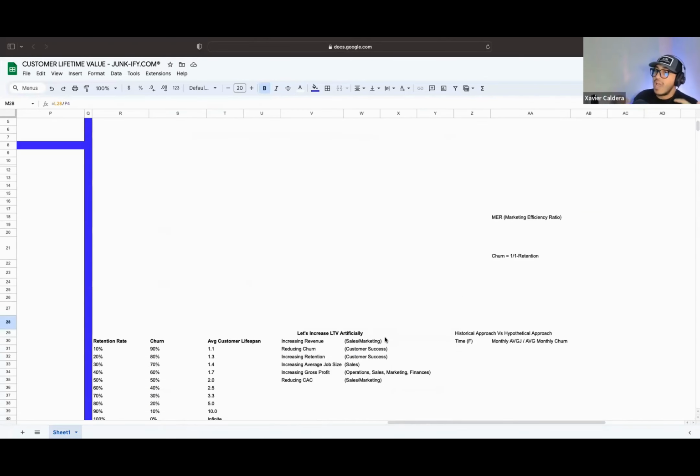For example, you can increase LTV by increasing revenue. I put all the reasons down here. It's not simple to increase revenue, but it's a skill that you have to learn. Reducing churn, or reducing the amount of times your customer doesn't engage with you. There are multiple ways you can stimulate your customer data to get them alive again. Increase retention, increase average job size, increase gross profits, and reduce CAC. That's awesome.